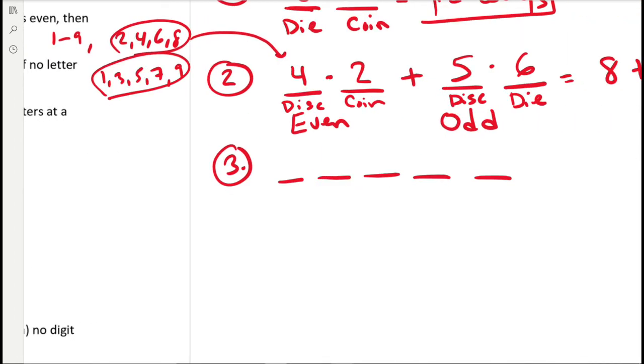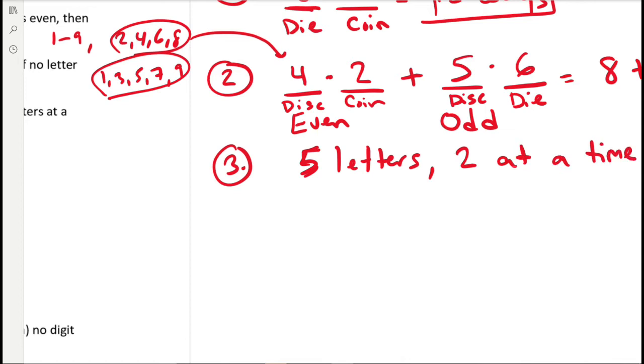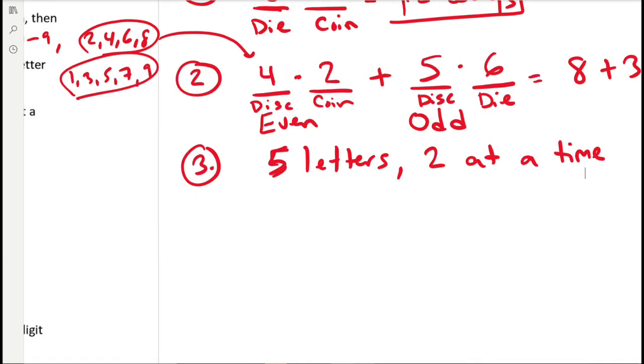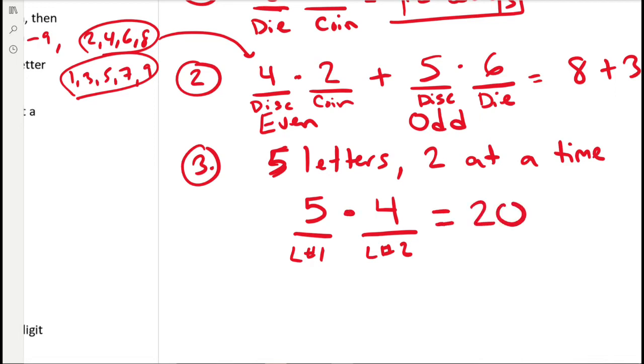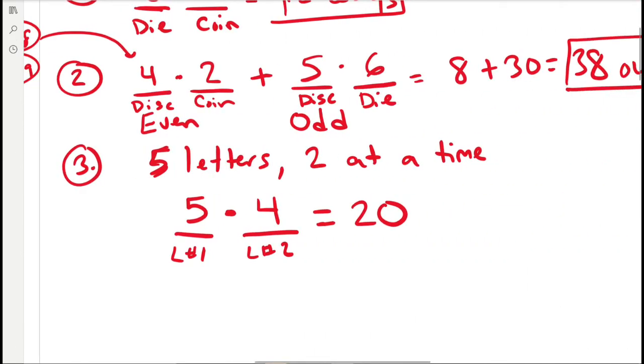So you have five letters, and you're doing two at a time. Instead of five slots, you can think of it as two slots, because we're only taking two letters. For the first letter, I have five options. For the second letter, since I can't repeat any letters, if I choose one of those five letters, I only have four letters left to choose from. Therefore, by the multiplication counting principle, we multiply these two together and we get a total of 20. In this case, we're talking about 20 arrangements.